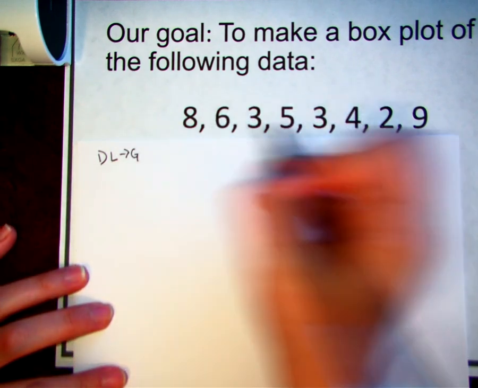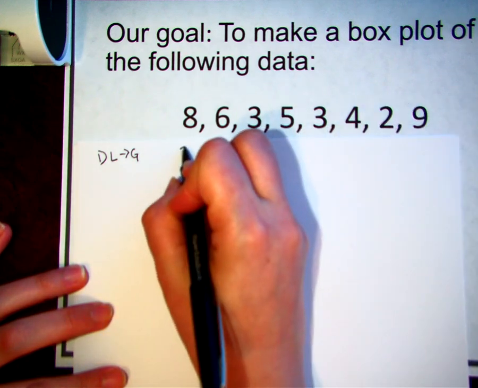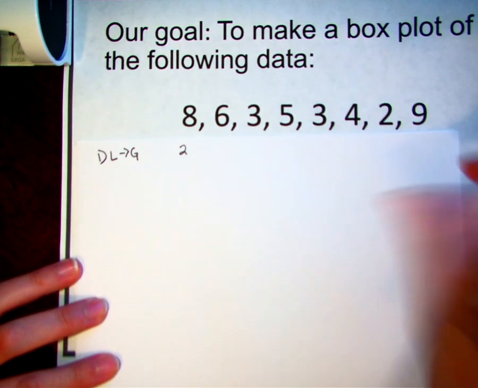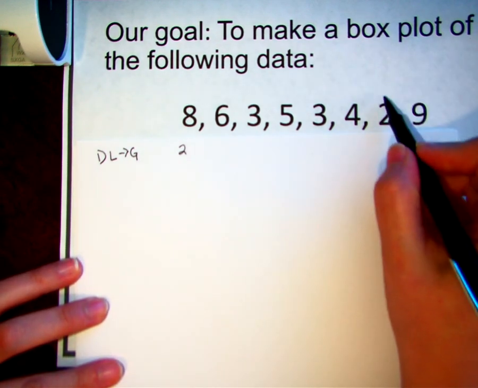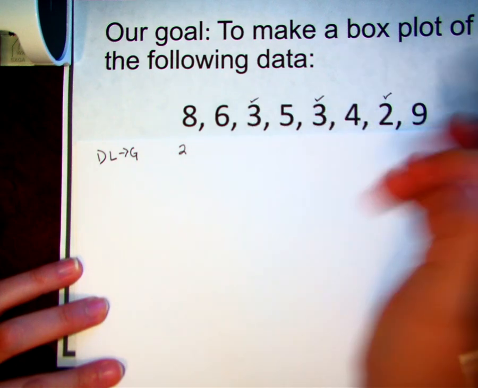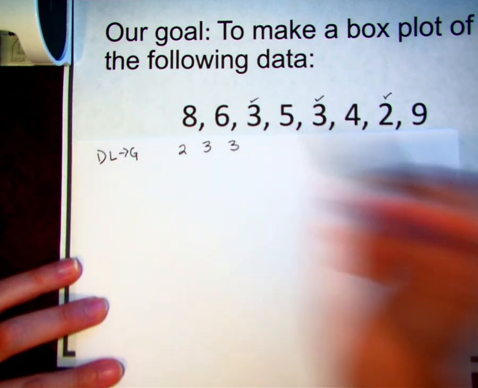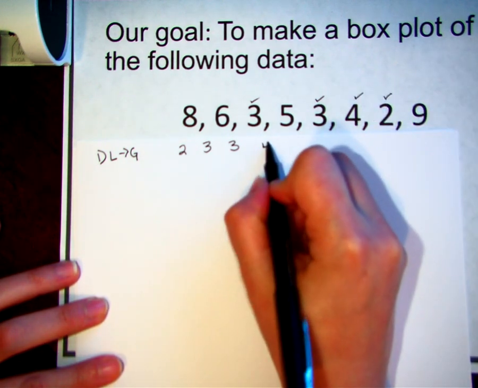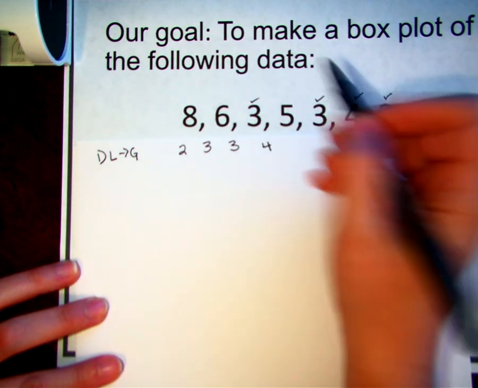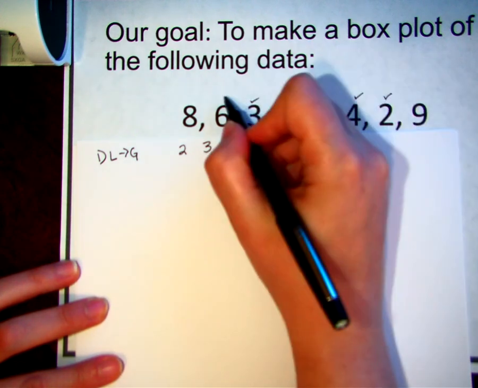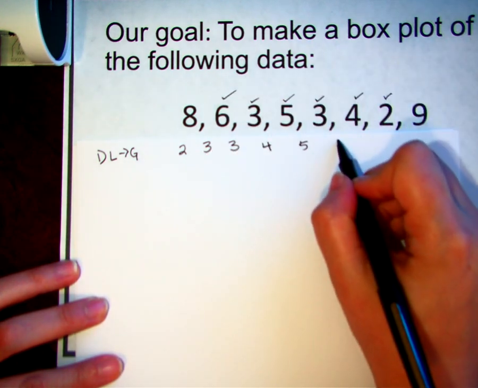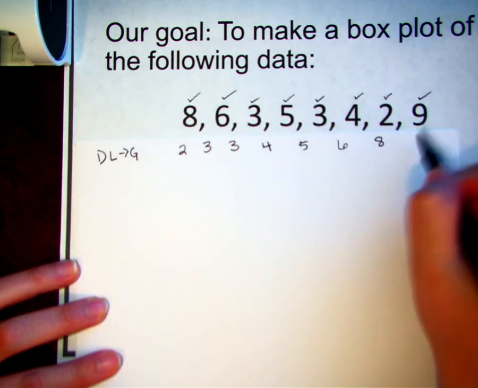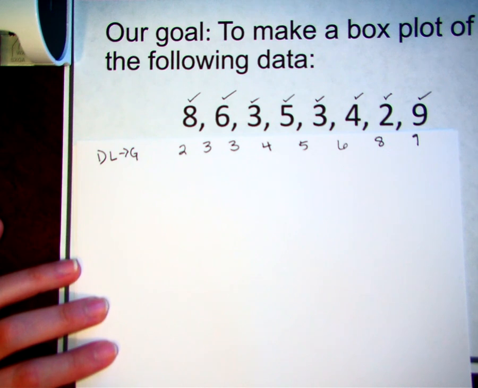Okay, so the smallest number would be 2, so I'm going to have 2 listed. You can cross out or put a check as you go through it. It makes it a little bit easier. So there is 1 two, two 3s, 1 four, 1 five, 1 six, 1 eight, and 1 nine. All right.